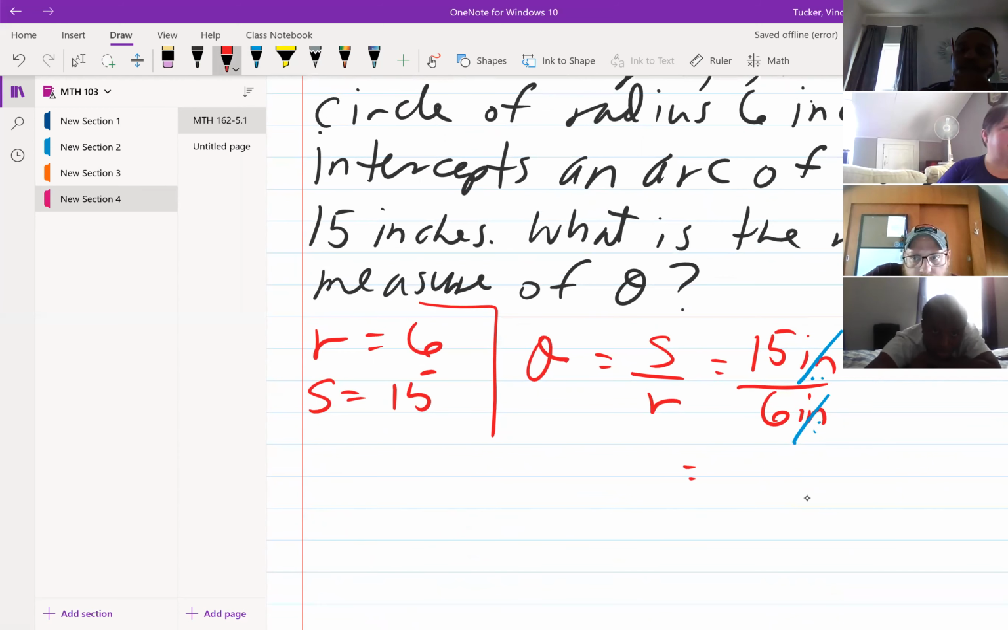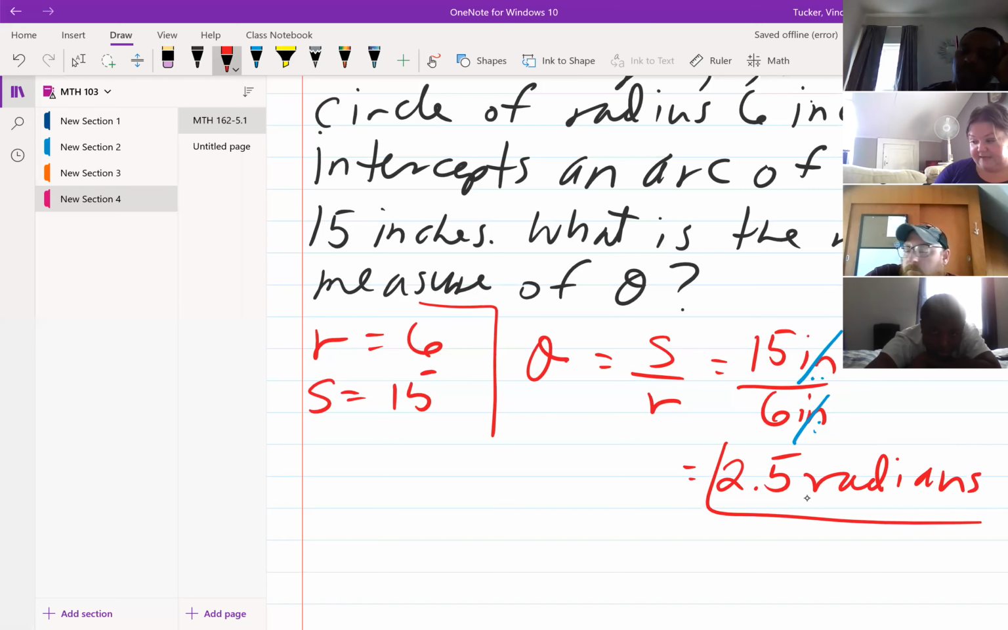So finishing it off, 15 divided by 6 is 2.5 radians. All right. Questions on that before we do at least one more thing before we close it out today?